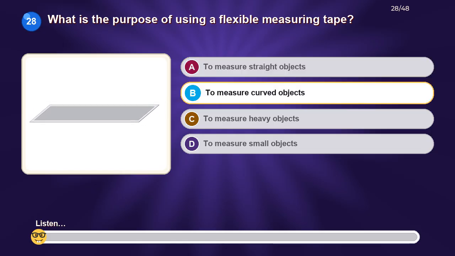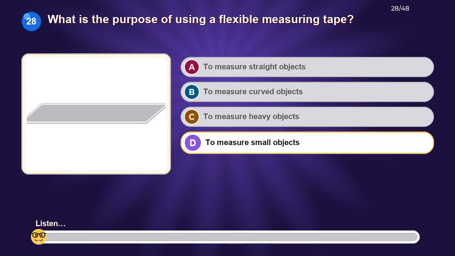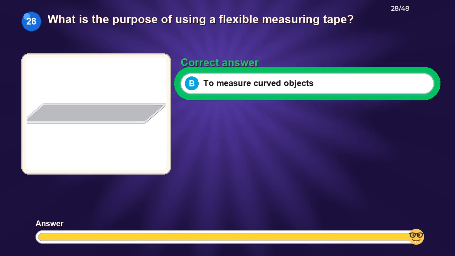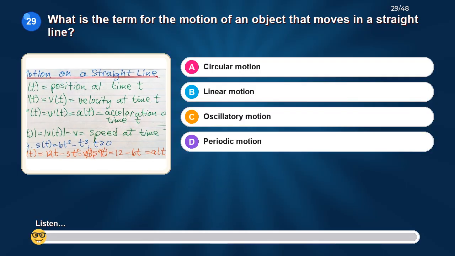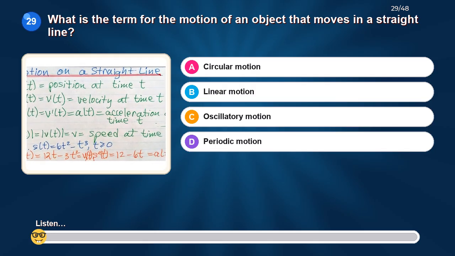Option B. To measure curved objects. Option C. To measure heavy objects. Option D. To measure small objects. The correct answer is to measure curved objects. What is the term for the motion of an object that moves in a straight line?